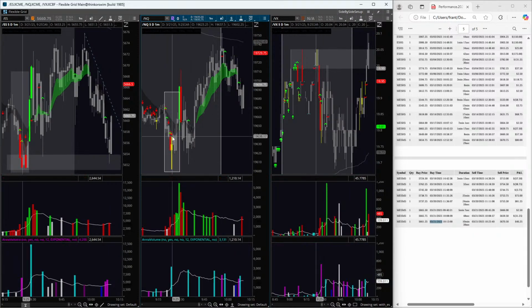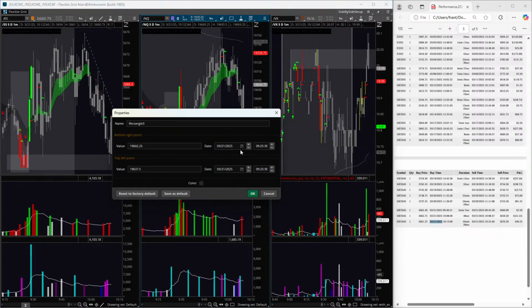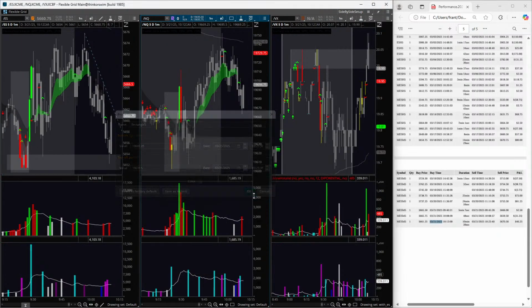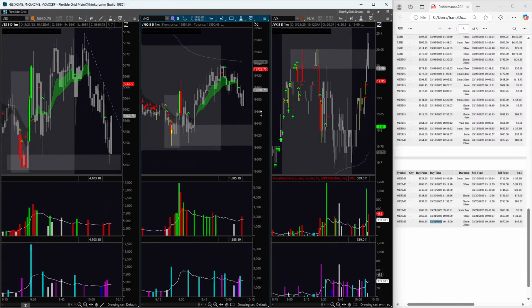This one was never tested, and I think that probably helped form it. All right, let's see if price comes back to it later on. We're still able to capitalize on this trade, but it wasn't the best trade.